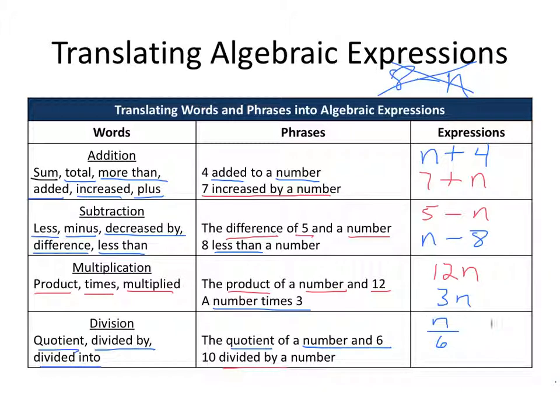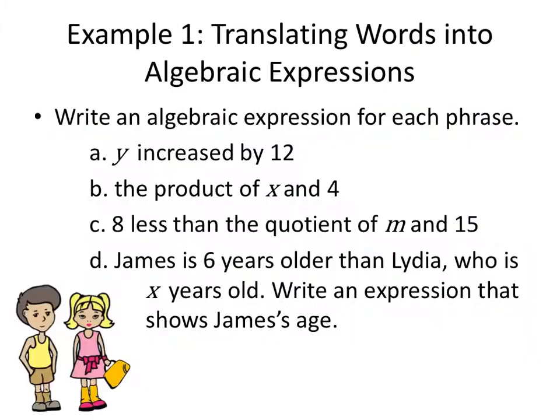So 10 divided by a number would simply be written like that, as that expression. If you had 10 divided into a number, of course, then you would have a number and then 10 divided into that. So again, be careful of the phrasing there. Let's look at some examples.